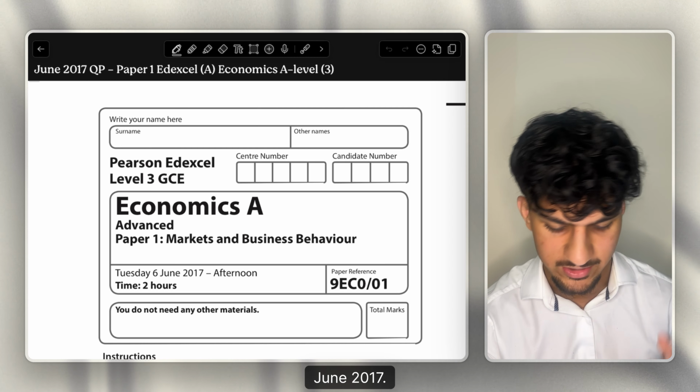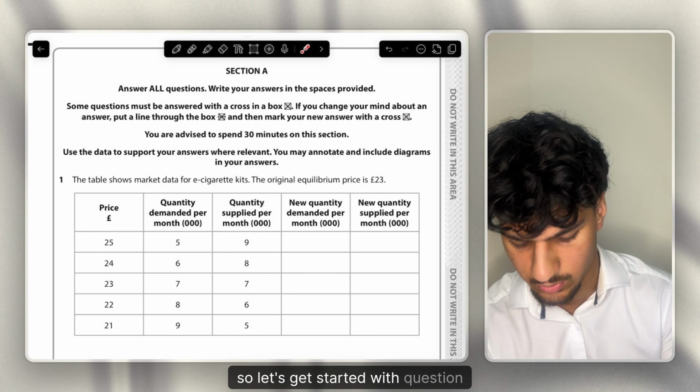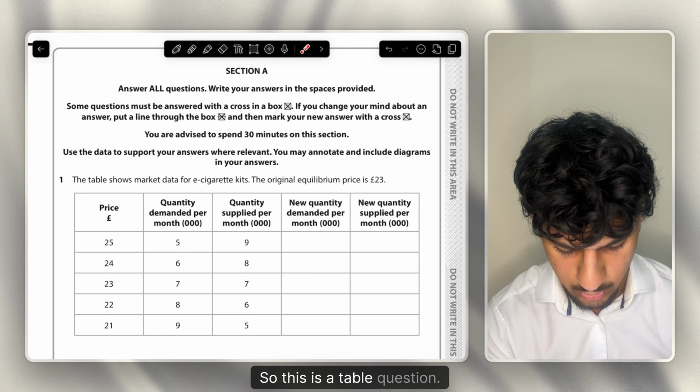Edexcel, June 2017, paper 1. Okay, so let's get started with question 1. So this is a table question.